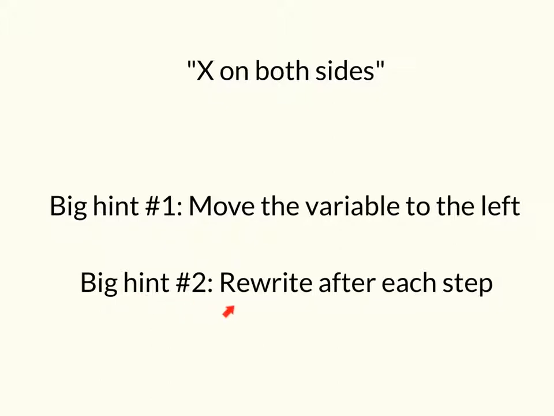Big hint number 2 is to rewrite after each step. One step at a time, rewrite our problem. We are not in a hurry to get through the math here. Mistakes come when you go too fast. You ready? Let's get started.